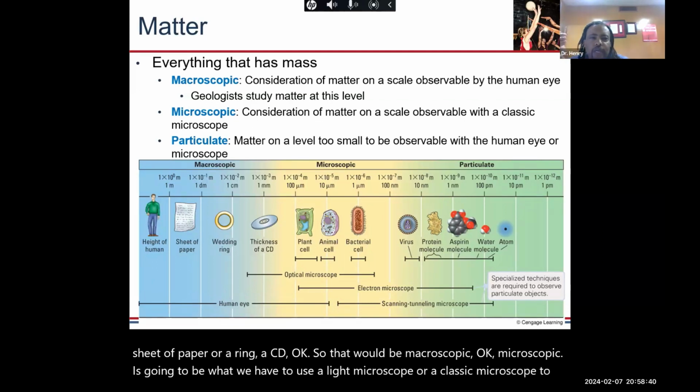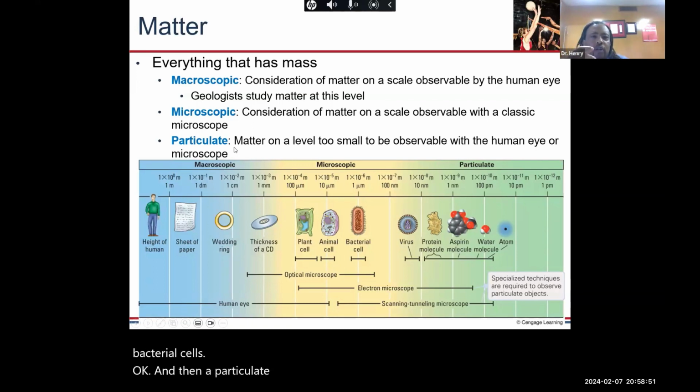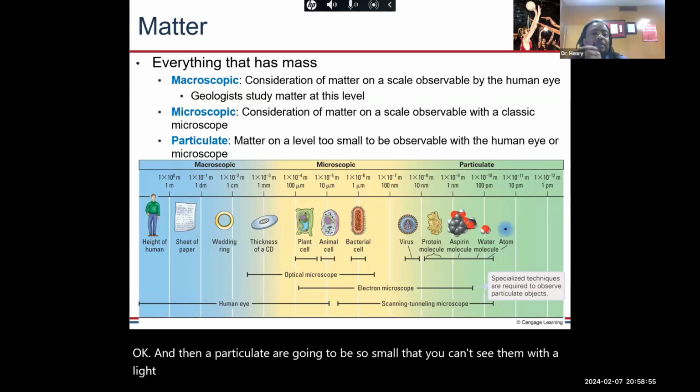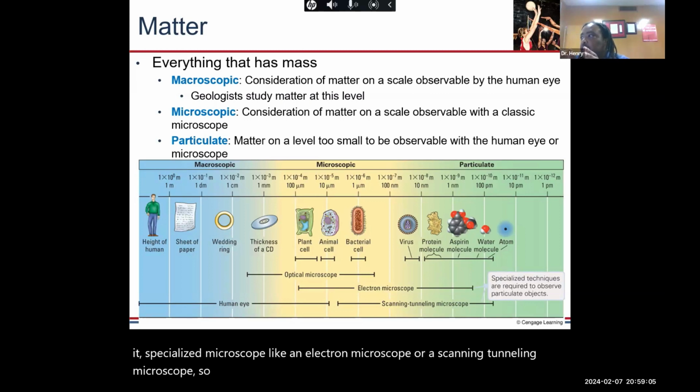So, we have to use that to see plant cells or animal cells or bacterial cells. Okay. And then particulates are going to be so small that you can't see them with a light microscope. You're going to have to use something specialized to see them, a specialized microscope like an electron microscope or a scanning tunneling microscope. So in those cases, we're going to have to use those specialized pieces of equipment.